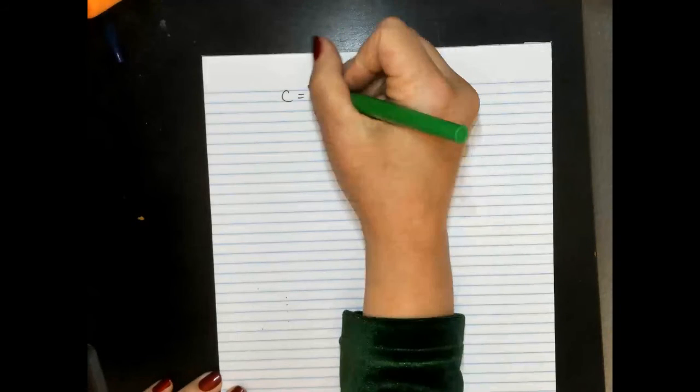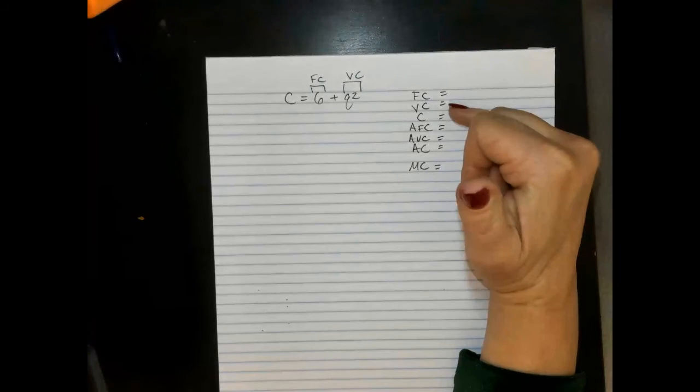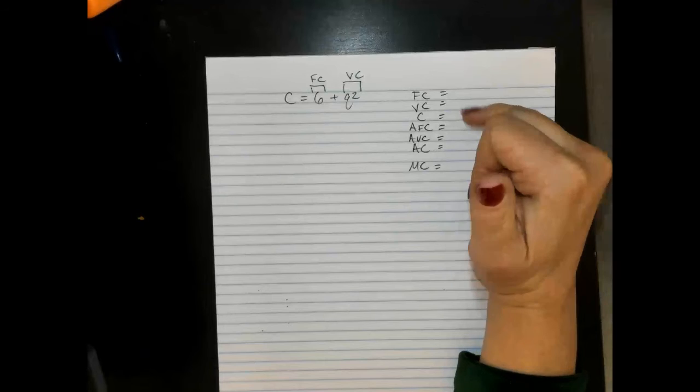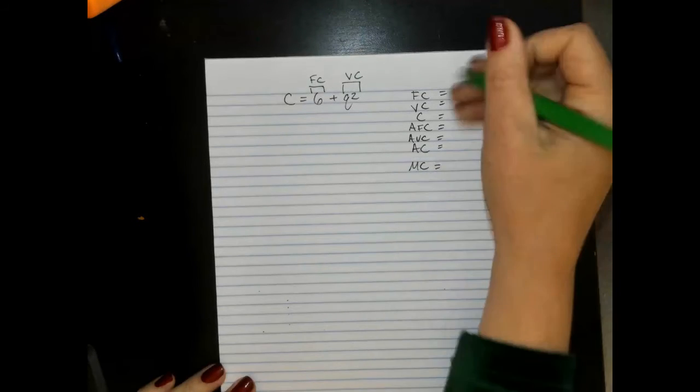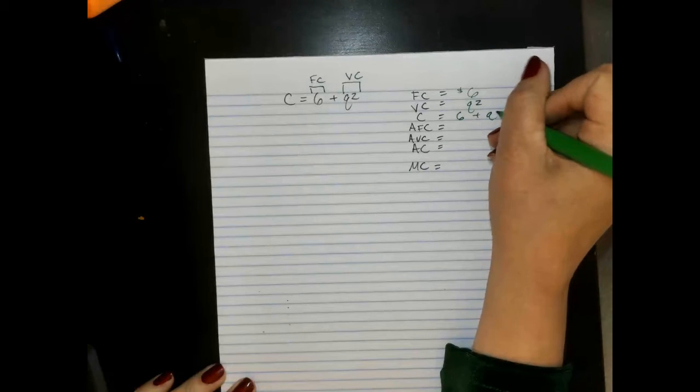So the first thing we want to remember is that this is our fixed cost portion. This here is our variable cost portion. And so what we'll be doing is breaking that down first here and then putting them back together for the total cost, which is already given, and then averaging, dividing by Q for all of our averages. So fixed cost is going to be $6. Variable cost is Q squared. Total cost is 6 plus Q squared.